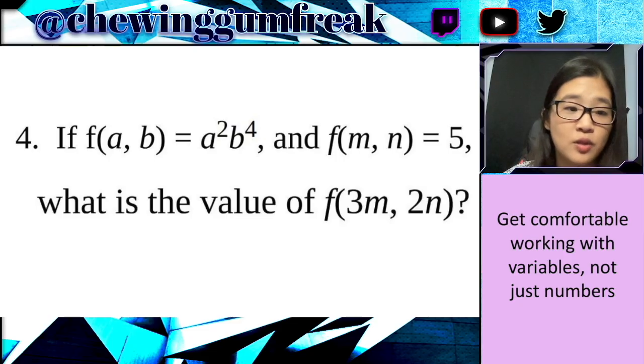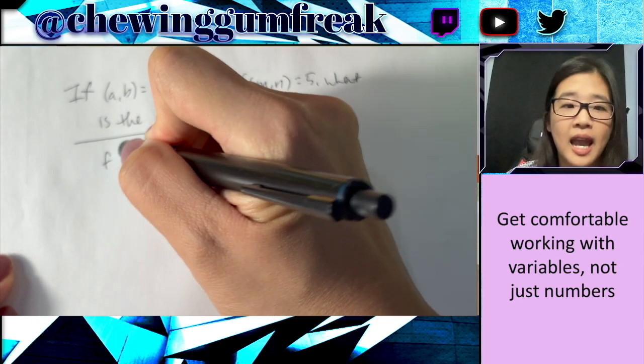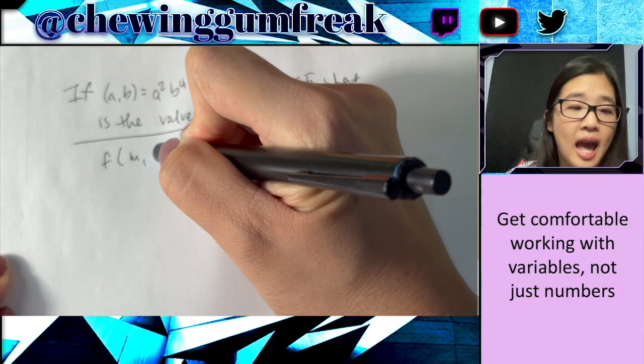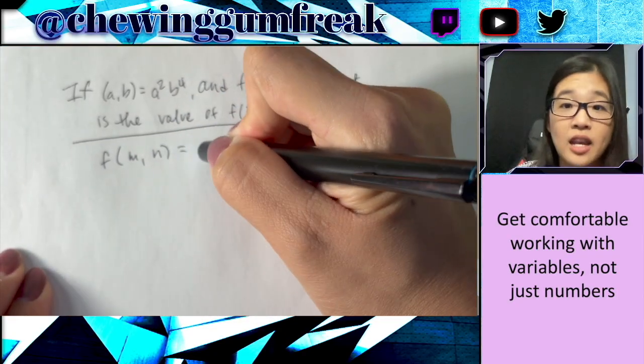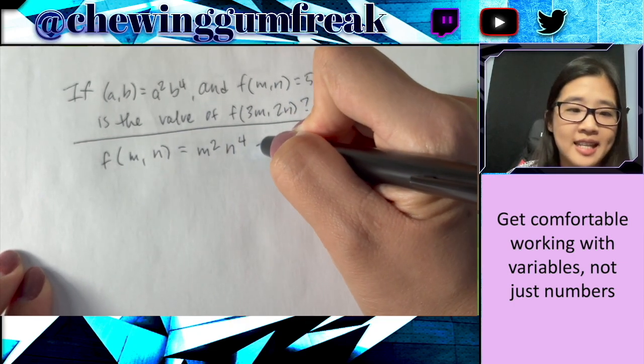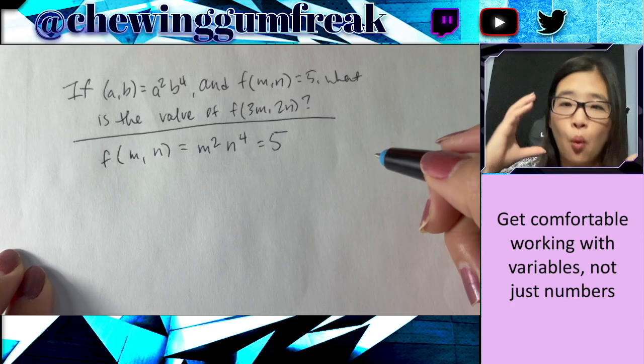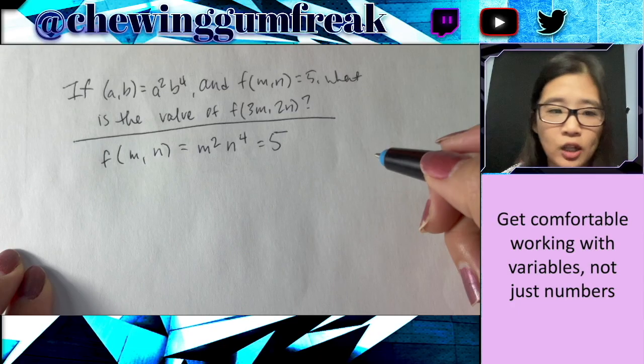The way that this notation works, when we have the two numbers A and B plugged in, A goes in the A slot and B goes in the B slot. So if we have m and n as the variables, the answer to this is going to be m squared times n to the fourth equals 5. The way that you want to think about this is that m squared and n to the fourth is one unit or one single number.